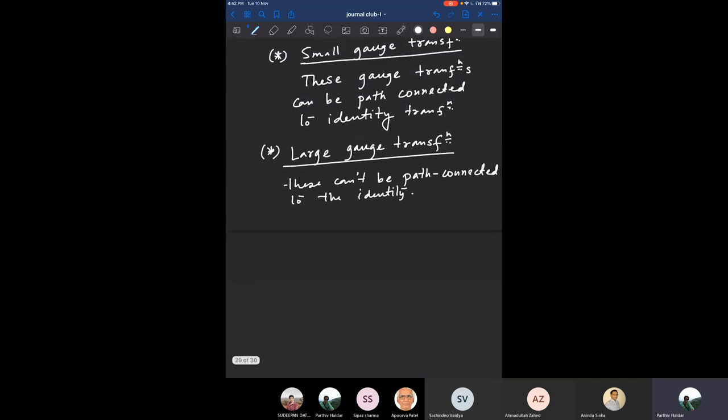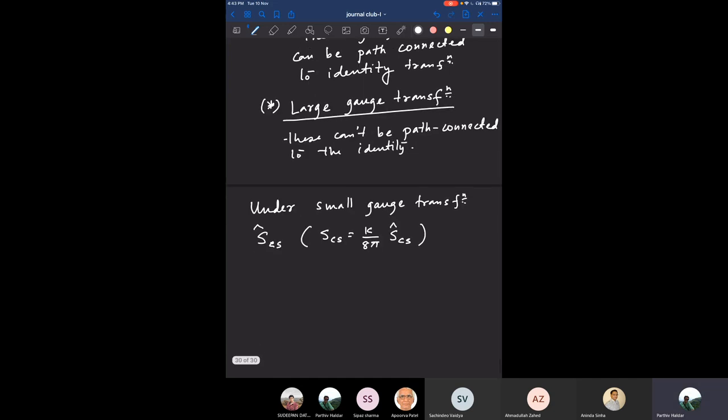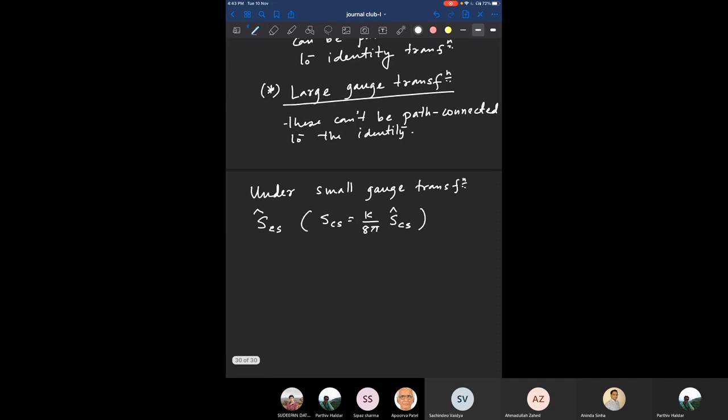So it turns out that under small gauge transformations, S_CS contains the K, so let me just define that as cap CS. So S_CS equals K by 8 pi times cap CS. So S cap CS is just the independent part of the action.